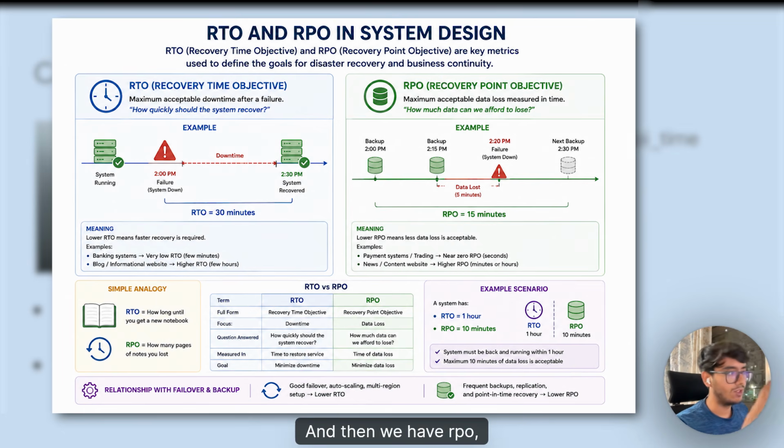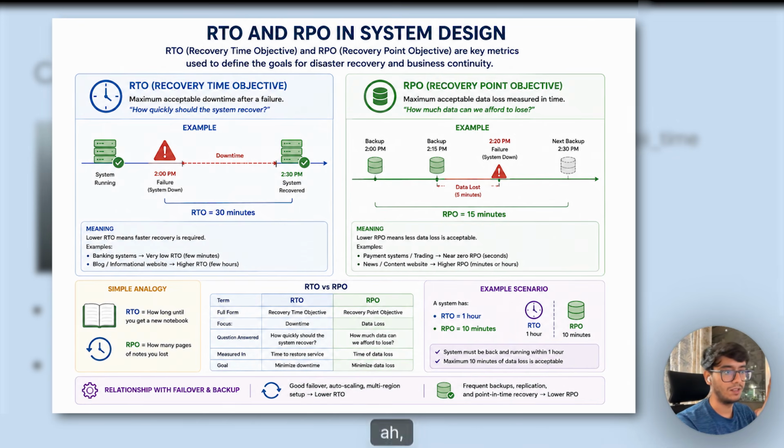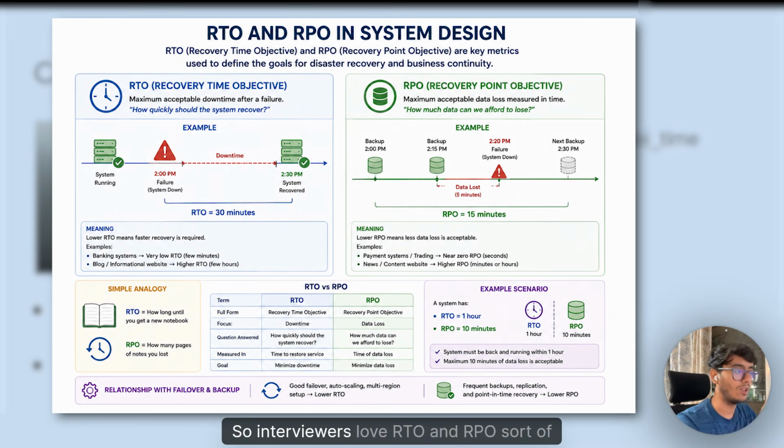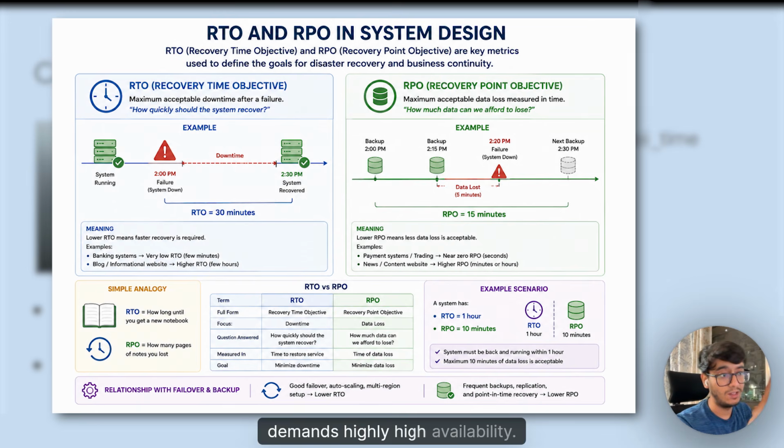And then we have RPO, the recovery point objective, which is how much data loss is acceptable. For example, let's say 30 seconds, 1 hour, 20 minutes. If the system goes down, how much data loss are we fine with? These terminologies are quite popular in system design interview discussions. Interviewers love RTO and RPO discussions if you are discussing systems which demand high availability.